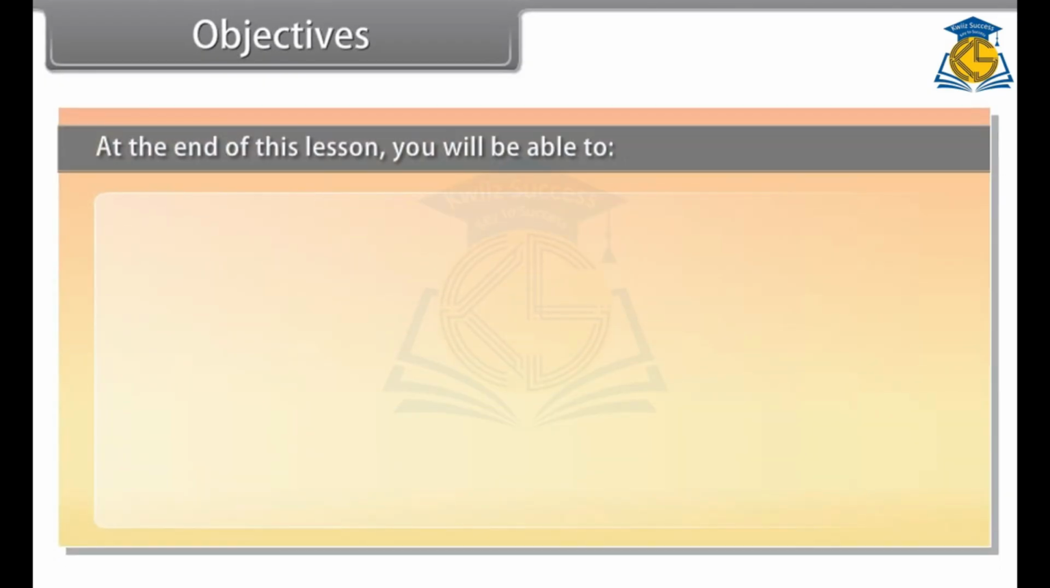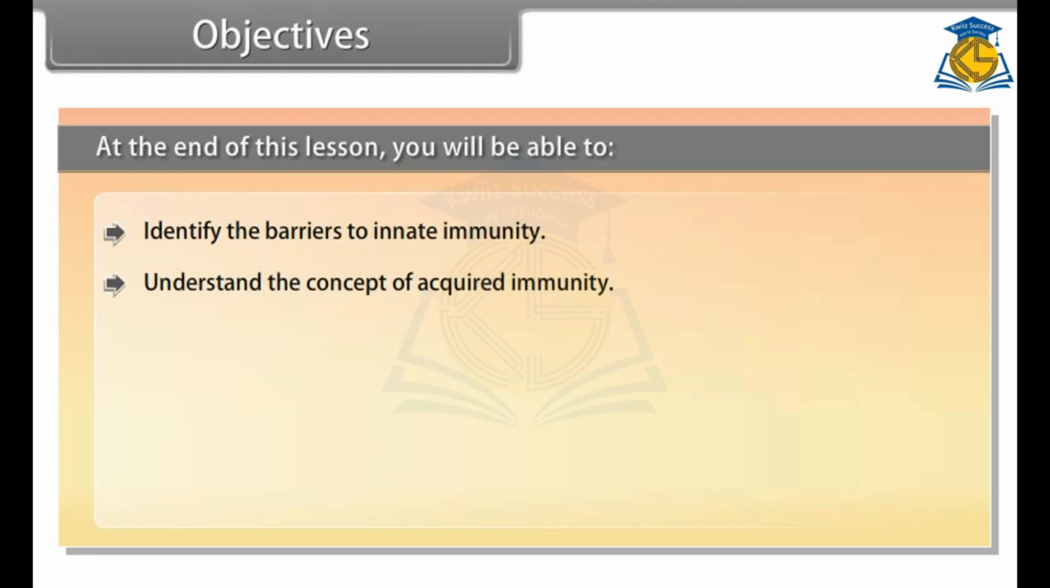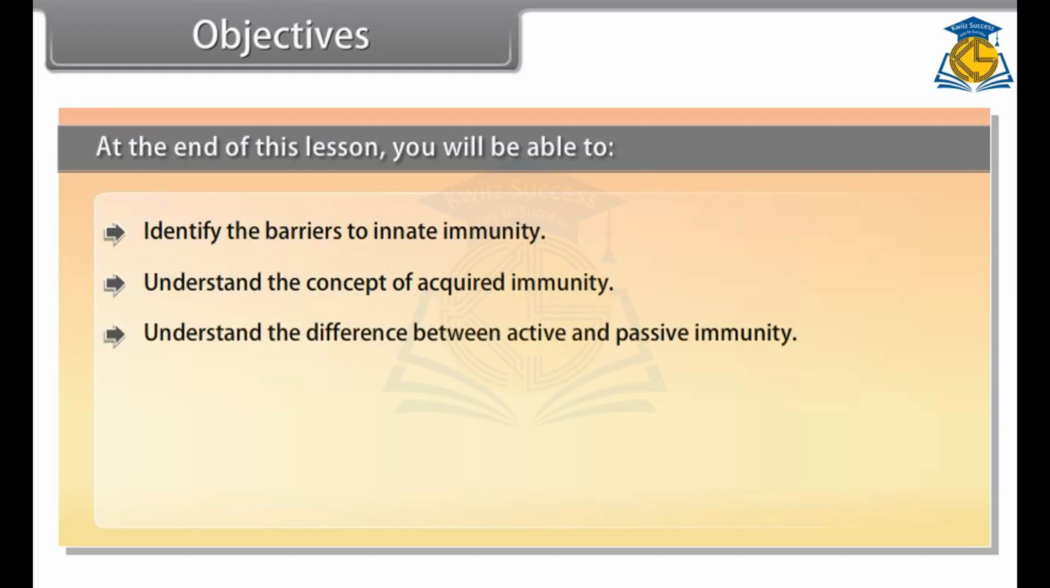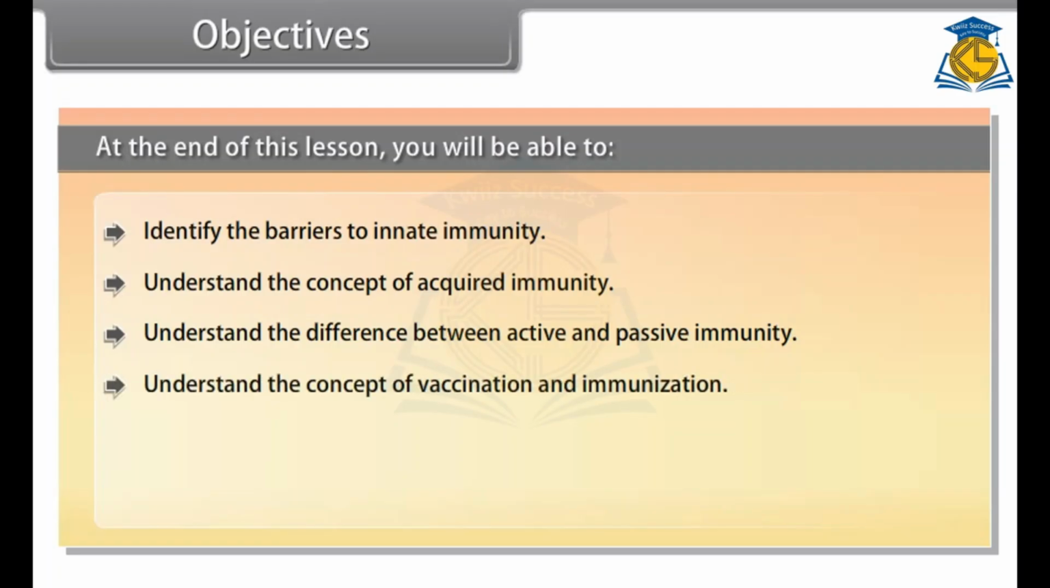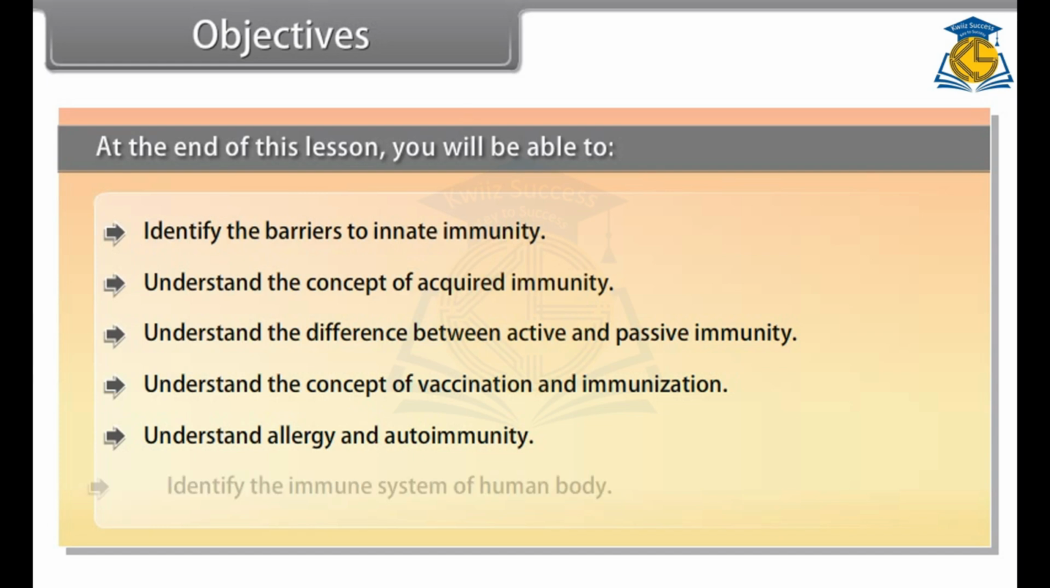Objectives. At the end of this lesson, you'll be able to identify the barriers to innate immunity, understand the concept of acquired immunity, understand the difference between active and passive immunity, understand the concept of vaccination and immunization, understand allergy and autoimmunity, identify the immune system of the human body.